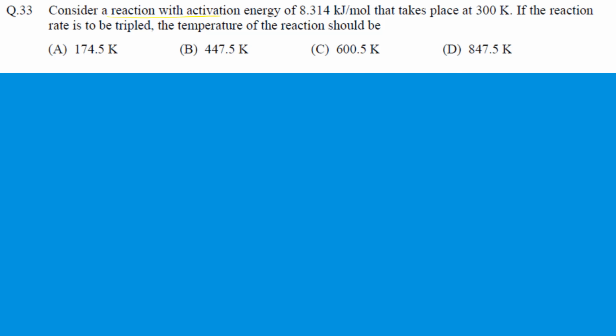For a reaction, we know the equation that rate constant is equal to some constant A e to the power minus E upon RT. This is the equation which we have. So K is your rate constant. So at 300 Kelvin, what is the E value? That is the activation energy. We have 8.314. So if the reaction rate is to be triple, the temperature of the reaction should be?